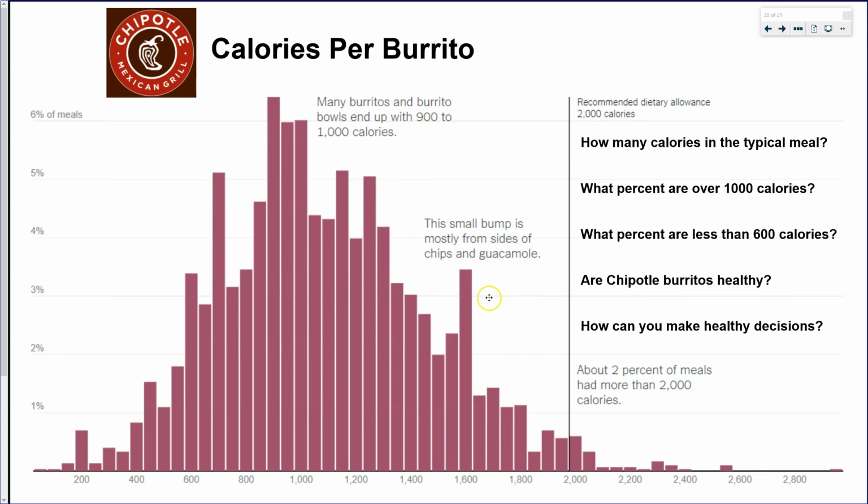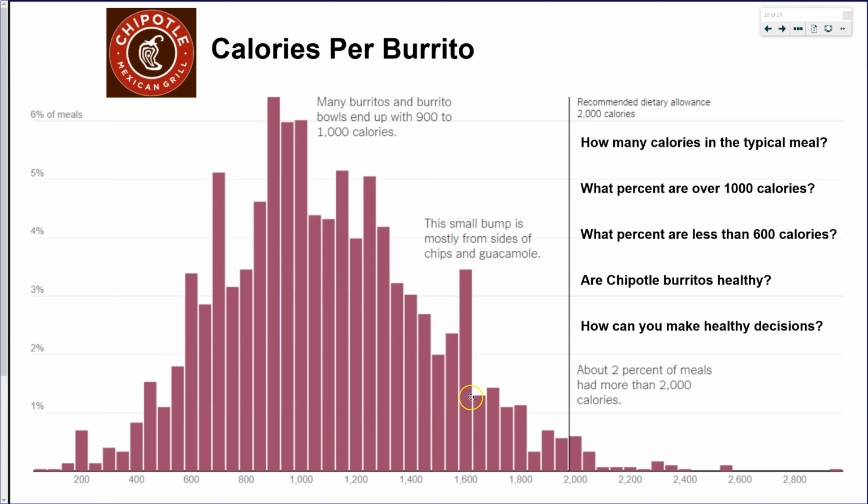What percent are over 1,000? Well, then we'd have to find the 1,000 bar, and then we're going to add up the heights of every single one of these, which would be a very tedious task, but it could be done. Are Chipotle burritos healthy? Well, if the median or the mean or the mode is about 900 to 1,000, I would say that's a pretty big meal, pretty calorie dense, and you don't want to eat that every day.